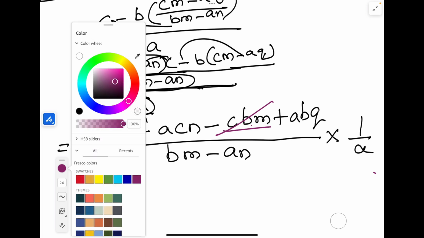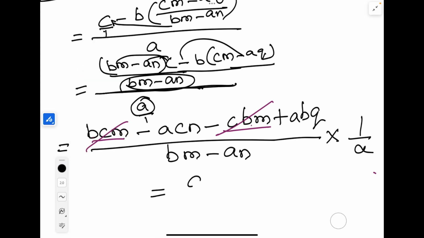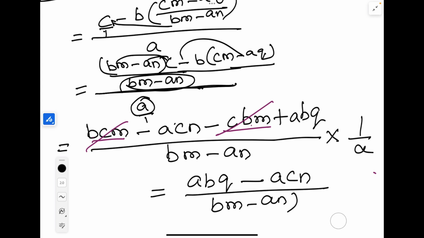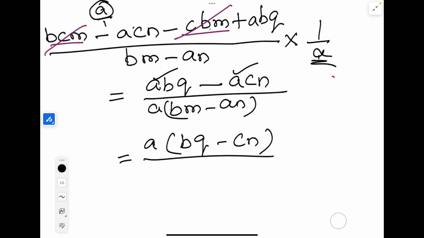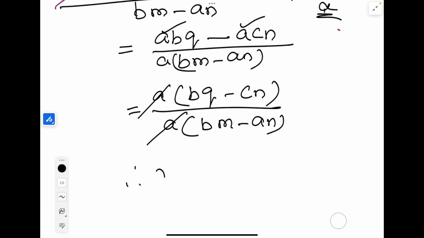So what we are left with is abq minus acn by bm minus an times a, this a. Okay, in the numerator, can I take a common? If we take a common, what we are left with is bq minus cn by a times bm minus an. Okay, so this a gets cancelled. Hence the value of x is bq minus cn by bm minus an.